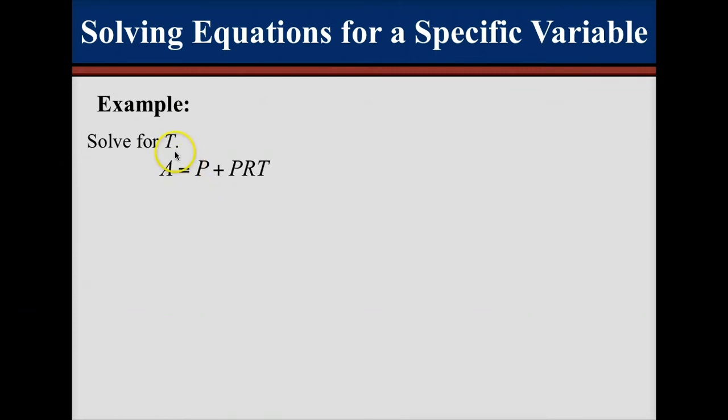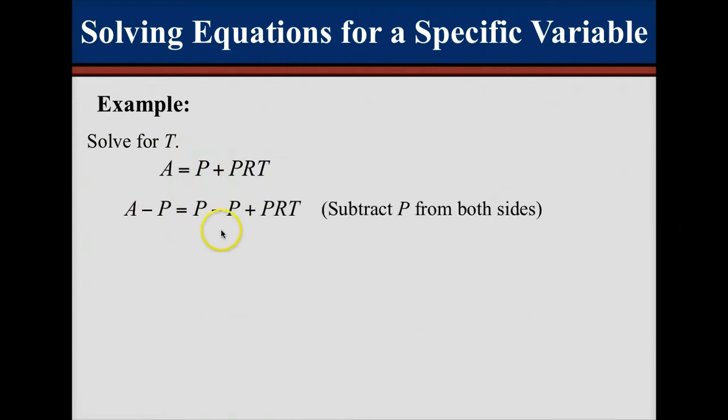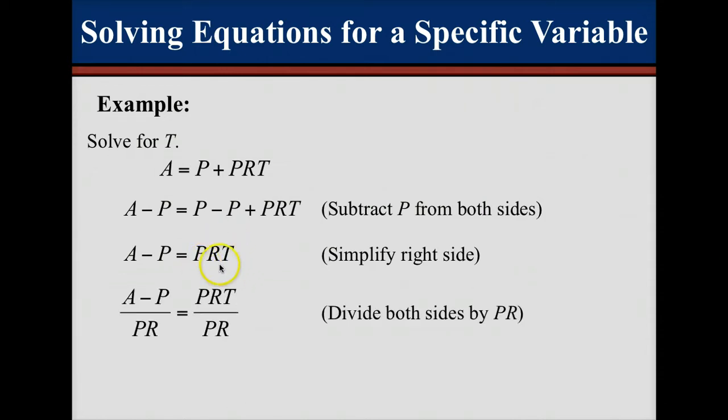Here we're asked to solve for t. Okay, we're going to solve for this variable. There's something added to it, so let's begin by subtracting p from both sides. So now we have a minus p is equal to prt. Still noting we need to solve for t, but we've got p and r multiplied by it. So again, the opposite, or the inverse of multiplication, is division. So let's divide both sides by pr. So t is equal to a minus p divided by pr.